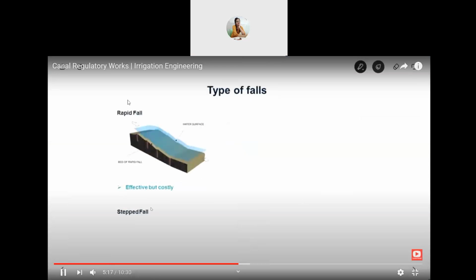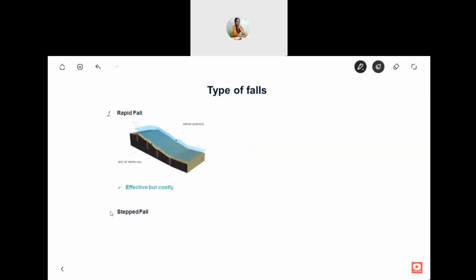The second type of falls is rapid fall. Even stepped fall is similar to rapid falls. So here a lot of falls are provided, and it's going to dissipate energy by turbulent diffusion mostly. This is a very effective method, but it is very costly, hence not used.